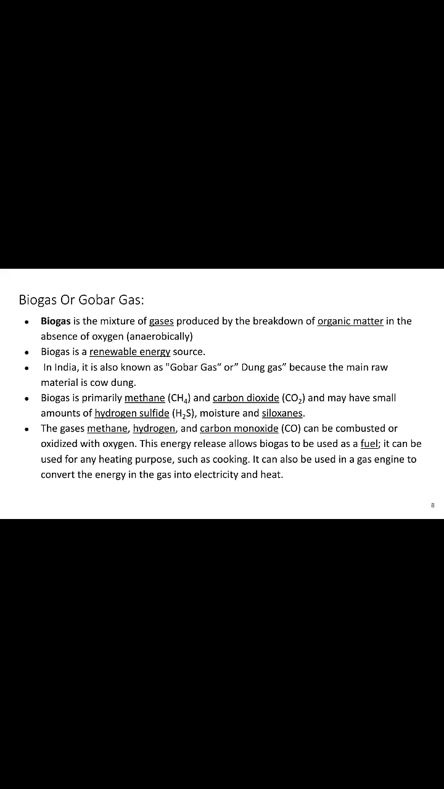Biogas primarily contains methane and carbon dioxide and may have small amounts of hydrogen sulfide, moisture and siloxanes. The gases methane, hydrogen and carbon dioxide can be combusted or oxidized with oxygen. This energy release allows biogas to be used as fuel. It can be used for any heating purpose, such as cooking. It can also be used in a gas engine to convert the energy in the gas into electricity and heat.